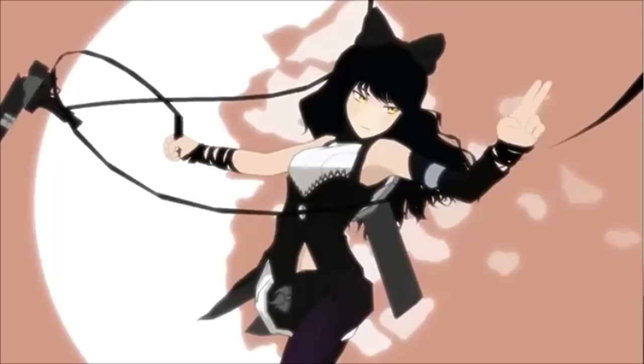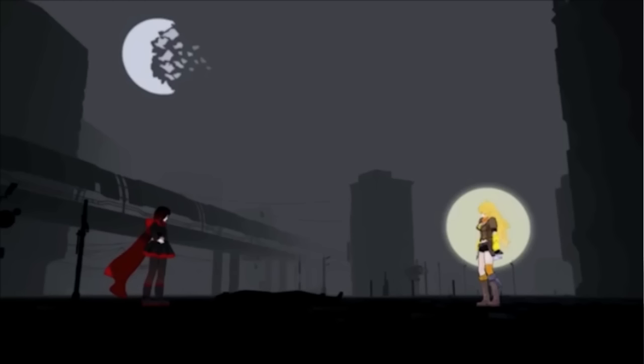In Black's trailer, and also in Yellow's trailer, the moon seems almost completely disintegrated. We can only see sort of a crescent of it, with the rest sort of broken off. Very, very curious as to why that is, but Monty Oum did not put anything into his animations that wasn't meant to be there. Nothing is by accident. So there's something there. Hopefully I'll find out about that during the series.